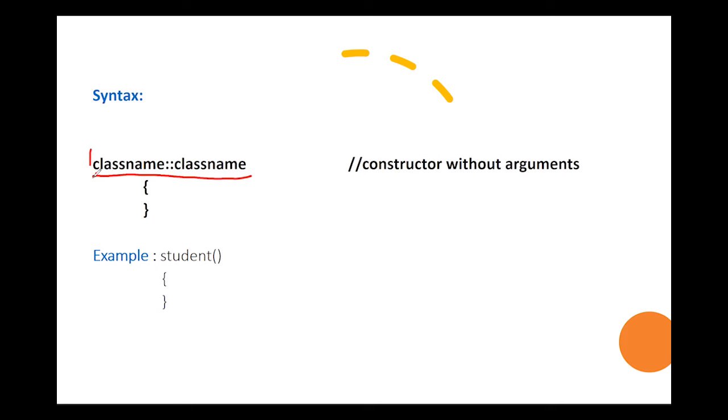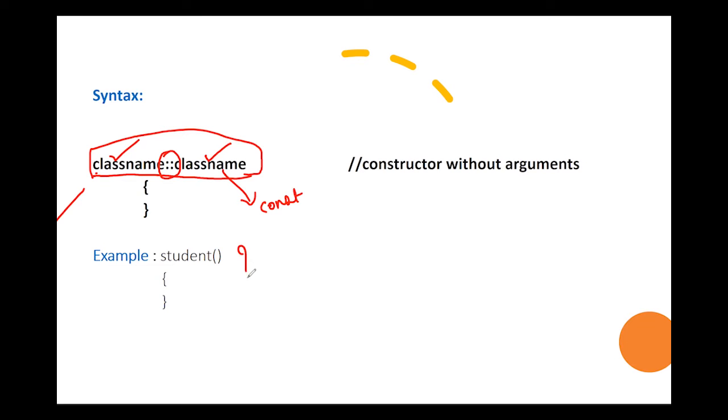If the definition of your constructor is outside, like in the previous session we have seen the definition was inside, if you are defining your constructor outside, that is also possible. All you have to do is use the scope resolution operator. Class name, and again one more class name, because we know that our constructor name is the same as the class name. That is why class name, scope resolution operator, class name. So this syntax is when you are defining it outside the class.